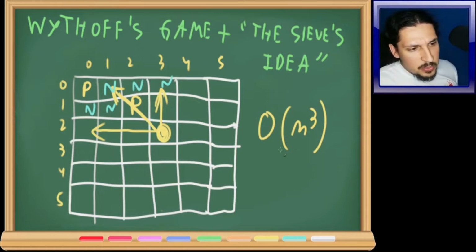So filling the table this way will take n cubed time because there are n squared cells and each one takes a linear time proportional to the column and row, and the diagonal is like the minimum of both.